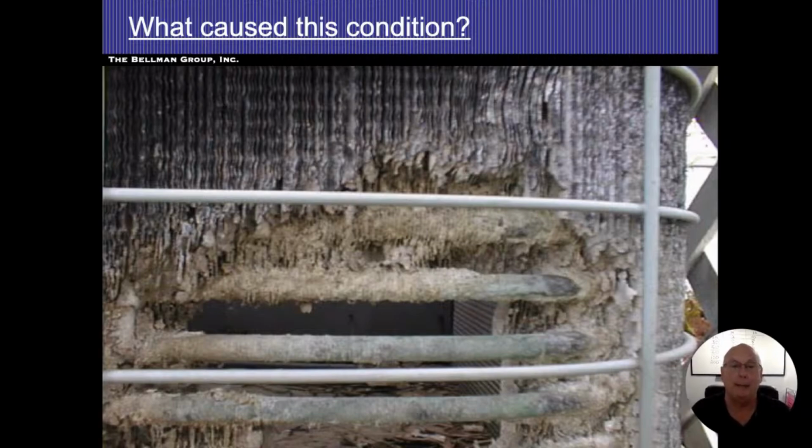I like this picture because it shows the tubes that the refrigerant is actually running through. And then it also has the fins on there as well that the air was flowing through. Now this happens when a dog urinates on the air conditioning system.